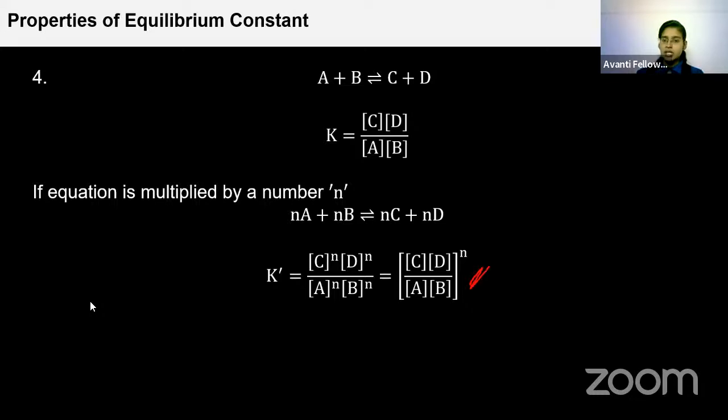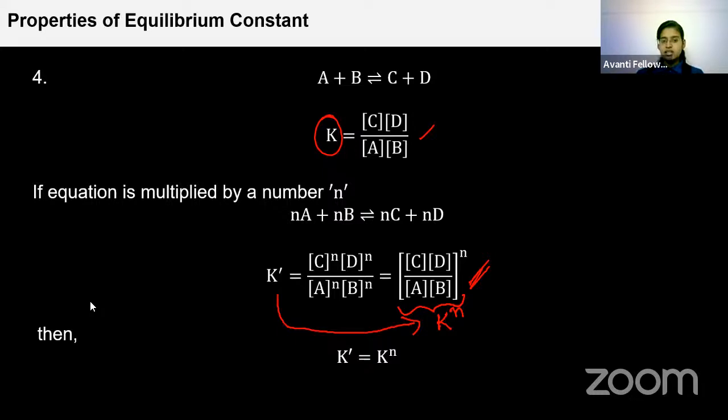This is the new equilibrium constant. Now, what is the relation between the old and the new? In the old, we don't have any number, but in the new equilibrium constant, we have a number. So, K dash will be equal to K power n, right? This term is nothing but K, so we have the power. So, K dash is equal to K power n.